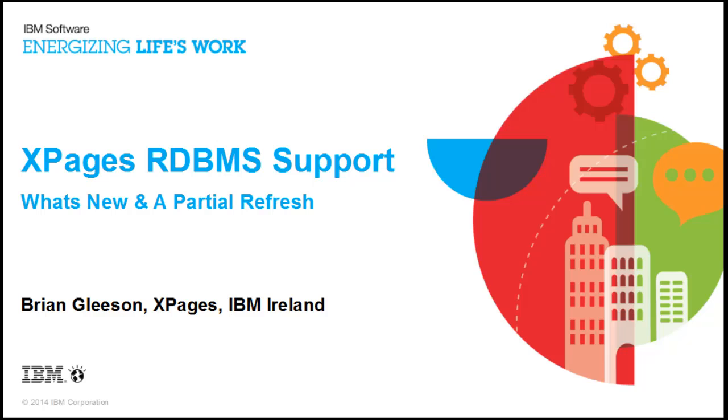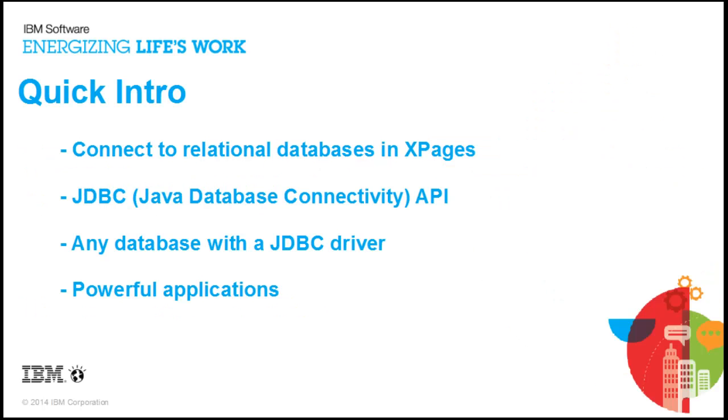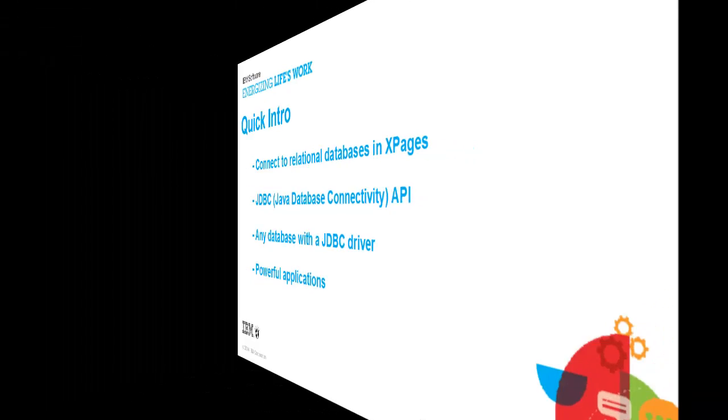to the feature. So first up, the relational feature in XPages allows your XPages applications to connect to and interact with relational databases. XPages does this by leveraging the JDBC API in Java. So any database that has a JDBC driver available is thus able to be accessed by an XPages application. So combining XPages and relational databases can make for powerful applications, with the benefits of an XPages modern user interface and the power of a relational database in the background to store the data.